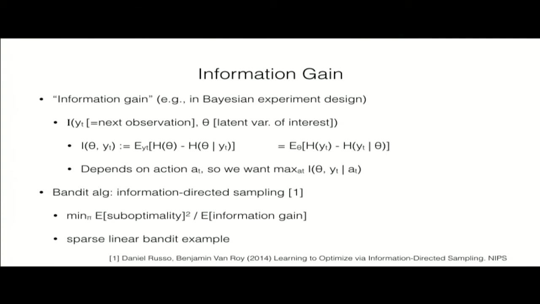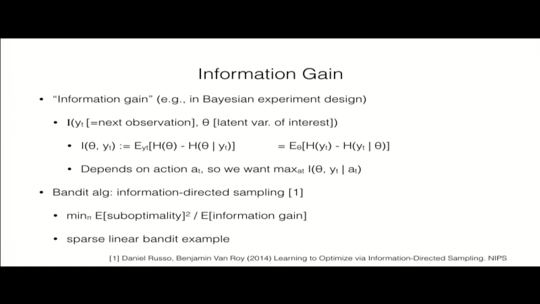Can we achieve this balance by explicitly providing a bonus for gaining information? So that's the idea behind another class of methods. And there's a general idea.